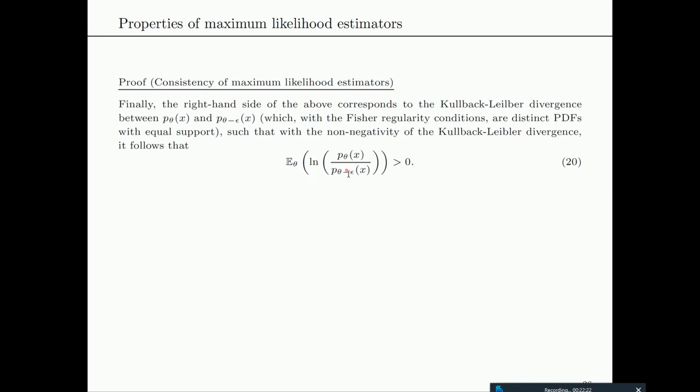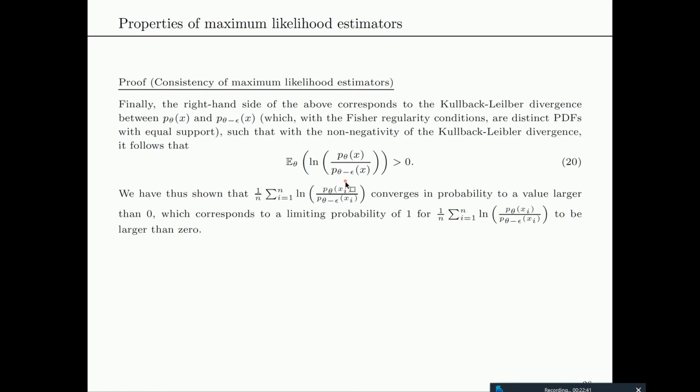And by the Fisher regularity conditions, of course, these theta and theta minus epsilon are different PDFs. So the KL divergence positivity then ensures that this term is larger than 0. So this is where the KL comes in.